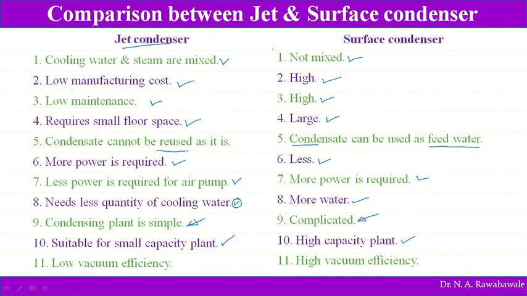In the case of a surface condenser, we can recirculate the condensate. Therefore, for large capacity plants, the surface condenser is suitable. Vacuum efficiency of a jet condenser is low, whereas vacuum efficiency of a surface condenser is high because it has the barrier. Steam and water are not mixed, and it is sealed, so there is only a small leakage of air into the condenser. Therefore, there is high vacuum efficiency. The higher the vacuum efficiency, the larger the expansion of steam, and the higher the overall efficiency of the plant. Thank you.